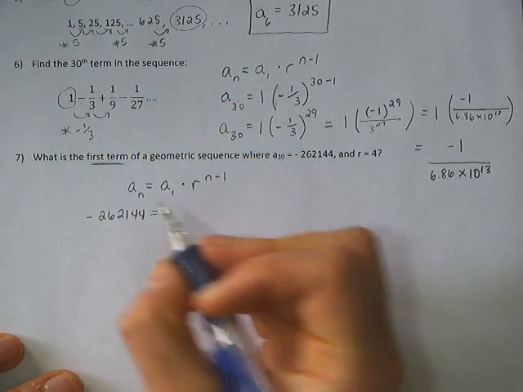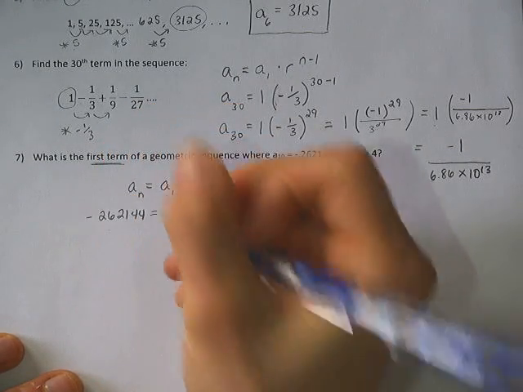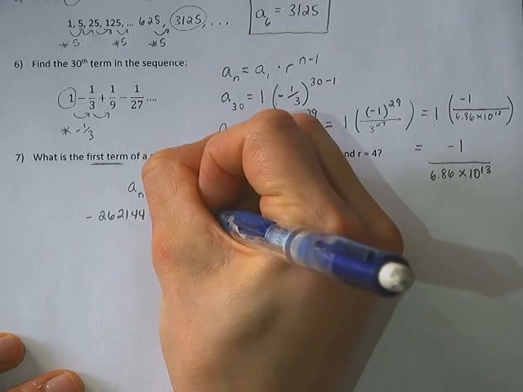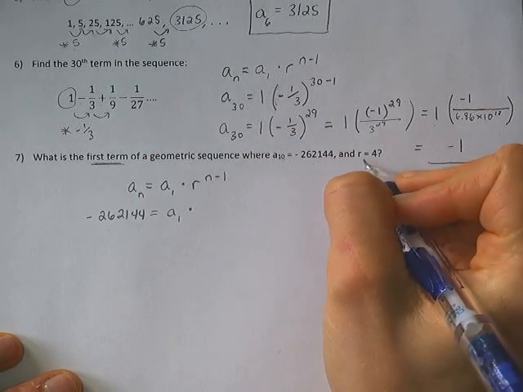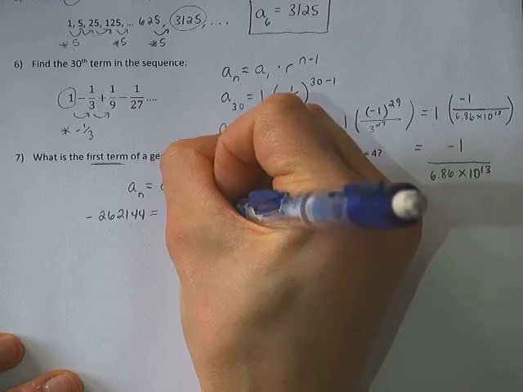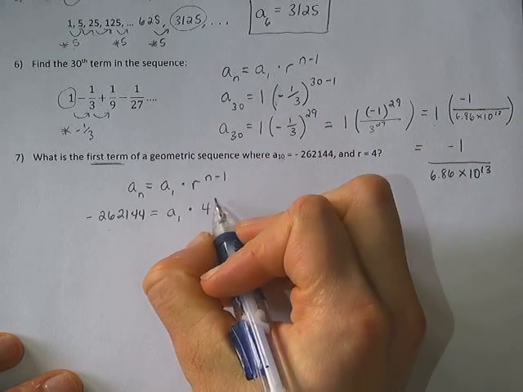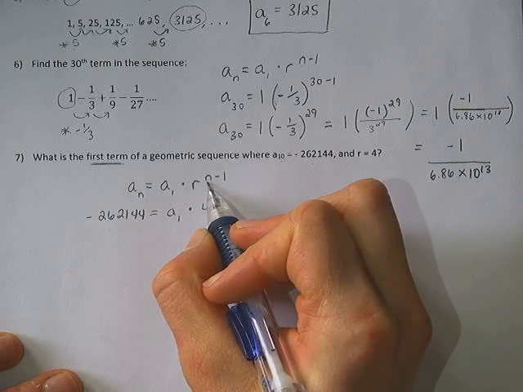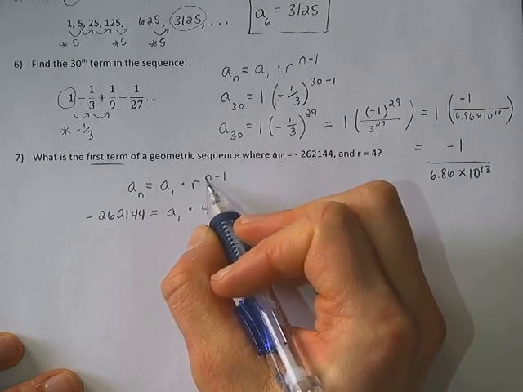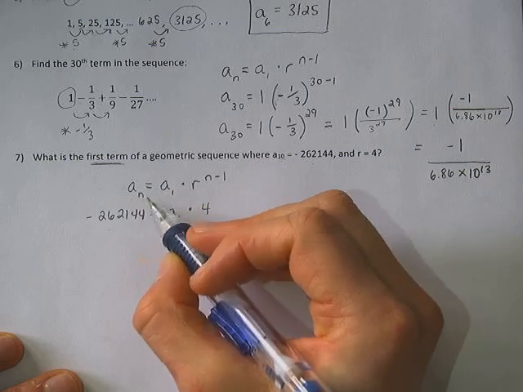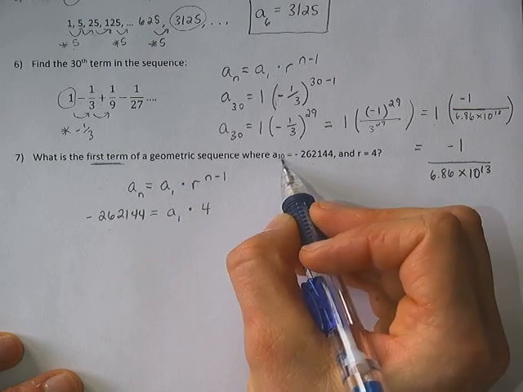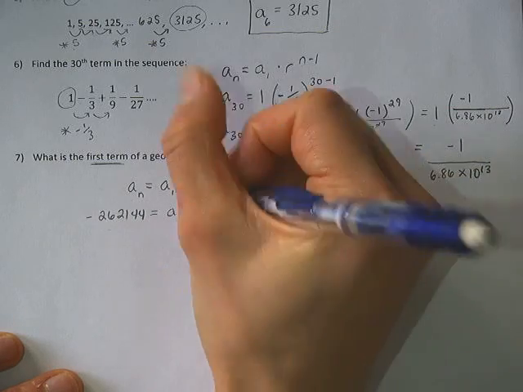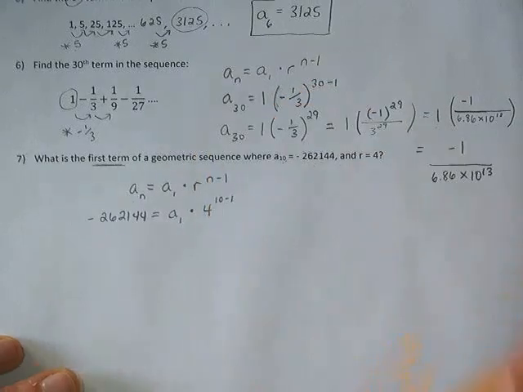And then I have to actually find my first term. So I'm going to leave that the way it is. And then that's being multiplied times the common ratio, which was 4. And then that's to the n minus 1 power. This is where you have to remember that the n right here is actually the position of this term. The position of this term was the 10th term. So this would technically be to the 10 minus 1 power.